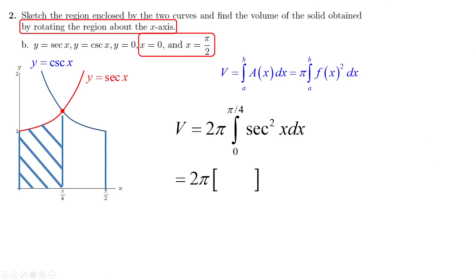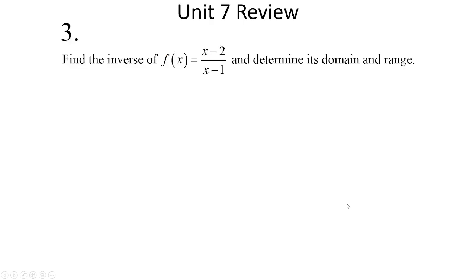Right on. All right. And what is the antiderivative of secant squared? Isn't that tangent of x, from 0 to pi over 4? All right. And by the fundamental theorem of calculus, tangent of pi over 4, that'd be a 1, and tangent of 0 would be a 0, and that's going to be 2 pi. Oh, how cool.